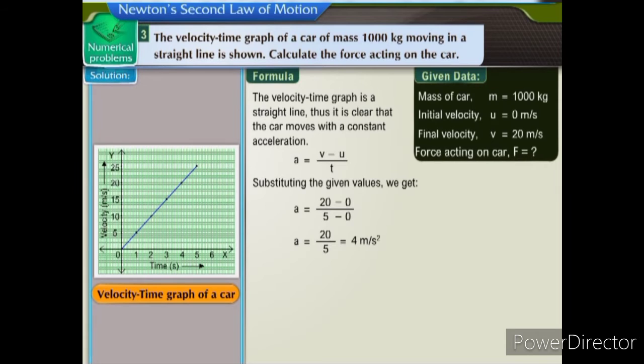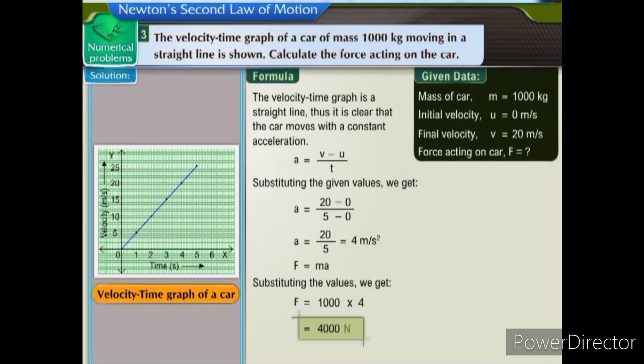Let us now find out the force acting on the car. F is equal to M into A. Substituting the values, we get F is equal to 1000 into 4, which is equal to 4000 newtons. Thus, the force acting on the car is 4000 newtons.